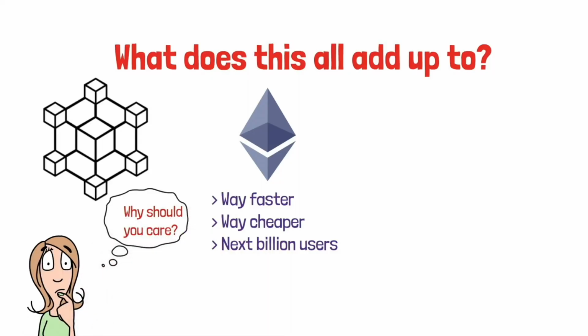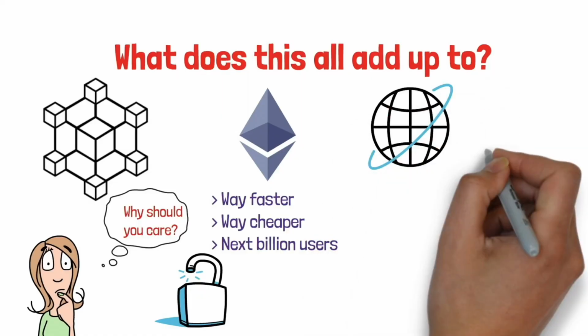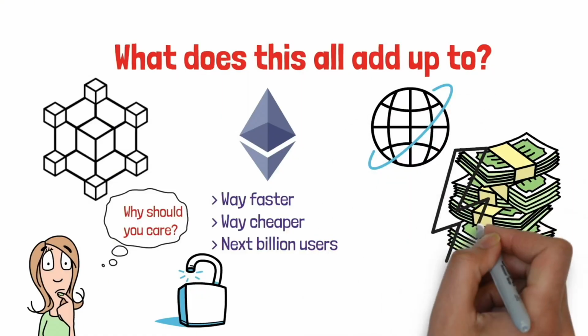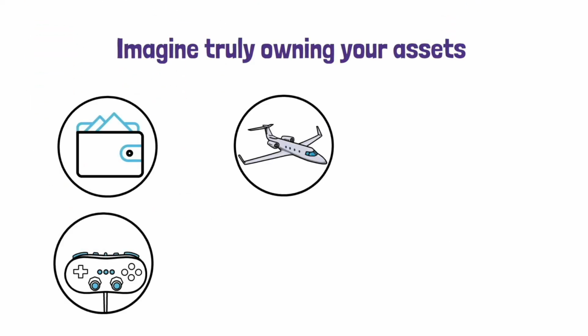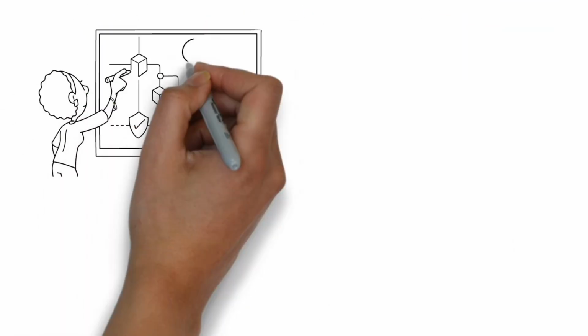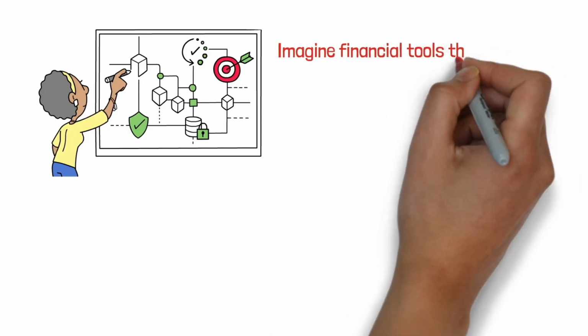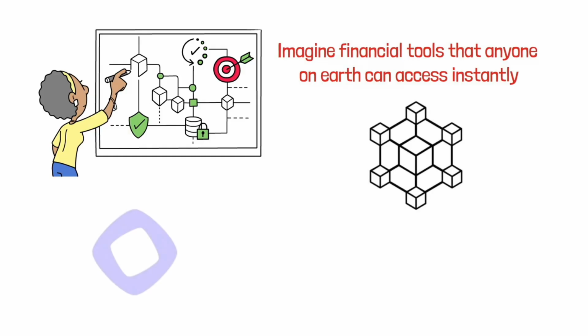Why should you care? Because this kind of speed and scale unlocks things that just aren't possible today. Imagine sending money globally in a second for a fraction of a penny with low fees and no middlemen. Imagine truly owning your assets, bank accounts, game items, airline miles, subscriptions, all directly controlled by you, not a corporation. Imagine no lock-in. Switching apps or services is seamless. And imagine financial tools that anyone on earth can access instantly and permissionlessly. This is what blockchain makes possible, and it's what Monad is bringing to you.